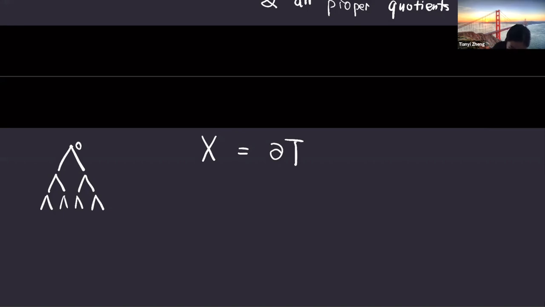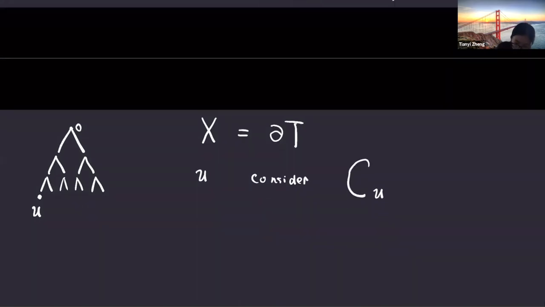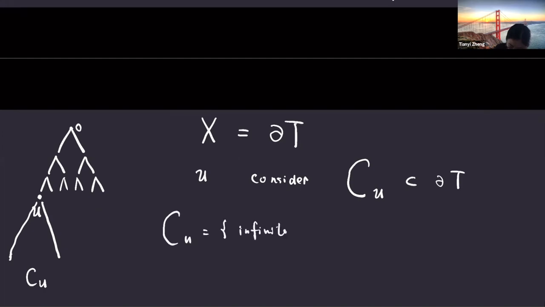For each vertex in the tree, let me take one here, you can consider its cylinder set, C_U, which is just the part of the boundary that lives on the tree boundary. It consists of all these infinite rays with prefix U.